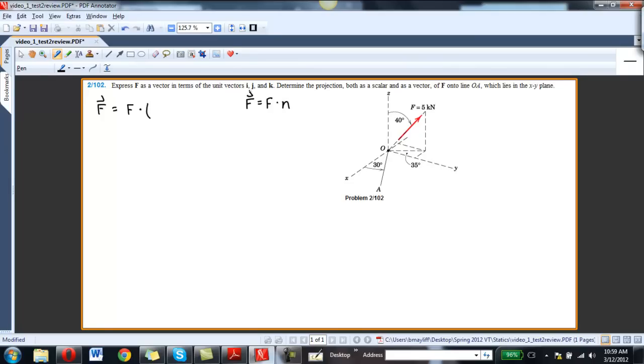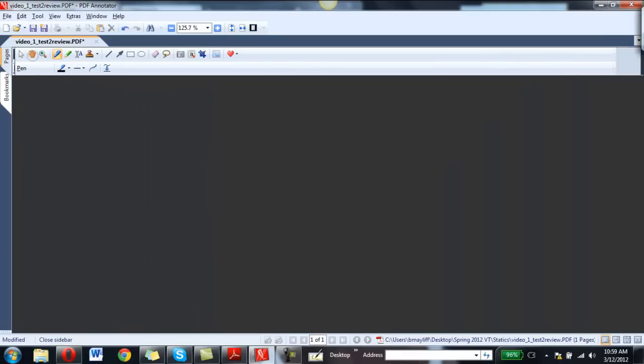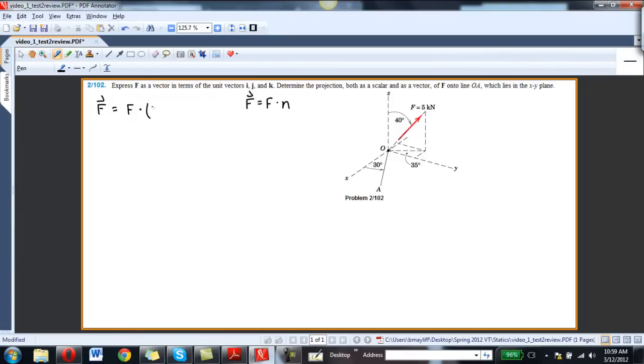There we go. So, sorry about that. It's the finicky touchscreen laptop.